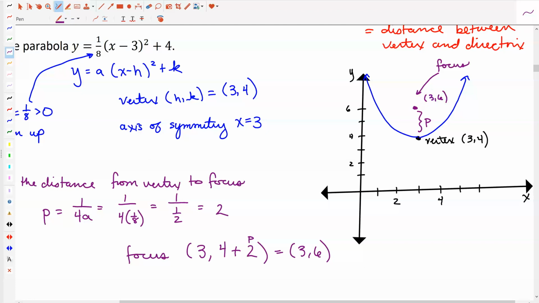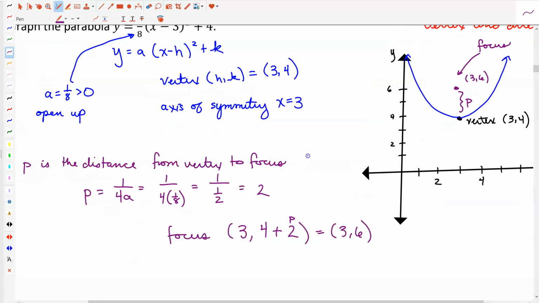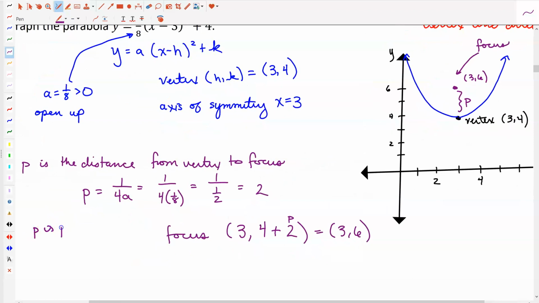We're going to be talking about this a little bit more in some of our other examples, but one of the things I just want to point out right now is that this value for p is positive. So that means that we're going to go up from the vertex to the focus. If my value for p was negative, then from my vertex I would go down to my focus, and I would have a downward opening parabola. But that's not what happened here. My p value is positive, so this is going to open up.